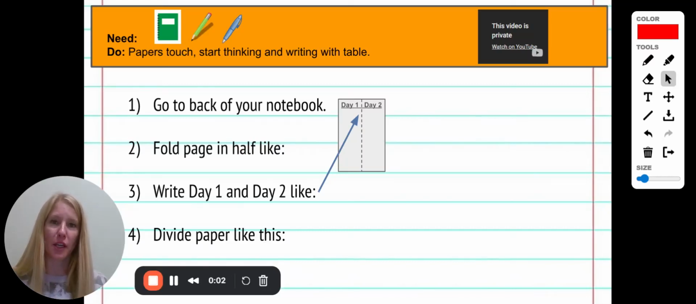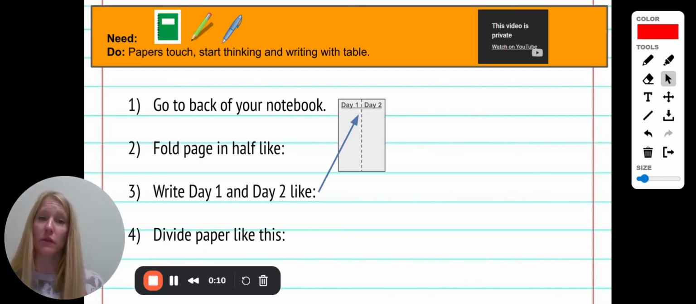We are going to be starting a new warm-up process in your notebooks, in the back of your notebooks. And on the summative, we will have a small chunk of questions that will test you on this and that will be graded in your summative grade.